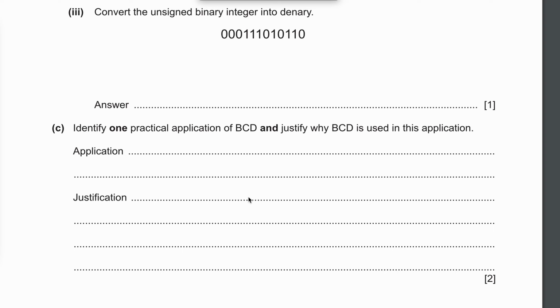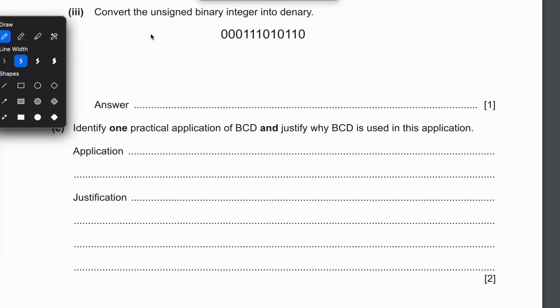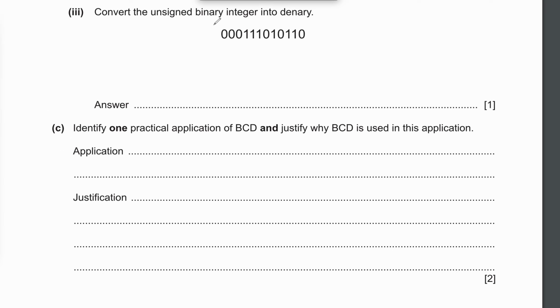Right. The second part is asking us to convert the unsigned binary integer to its denary state. So this number is now in binary, but we want to convert it into denary. What I have to do is put the corresponding denary values: 1, 2, 4, 8, 16, 32, 64, 128, 256, and so on.